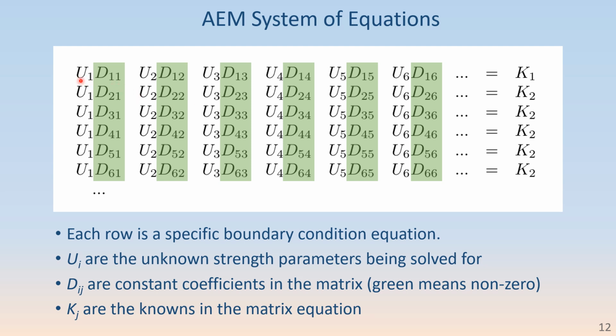The U's are unknown strength parameters. The D's are known constant coefficients that can be computed and are computed by Anaqsim. And the K's are known parts of the boundary condition equation. Each row here is one boundary condition equation.